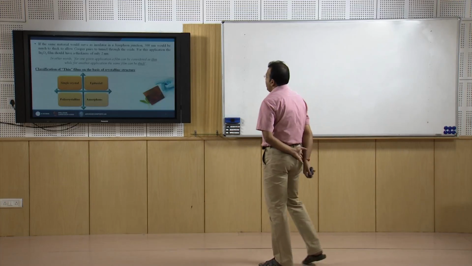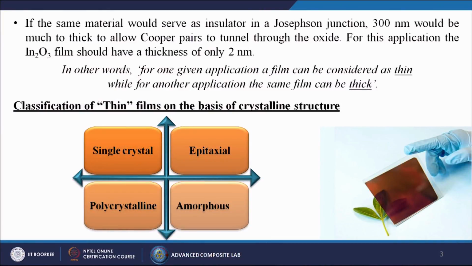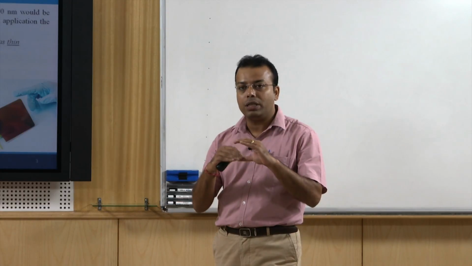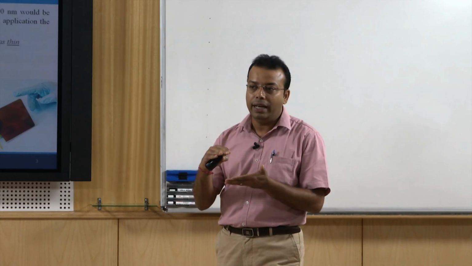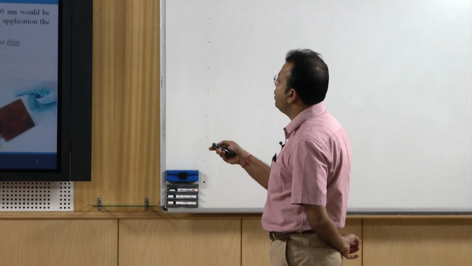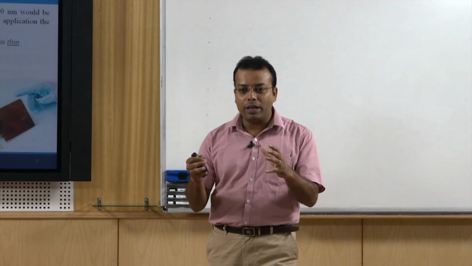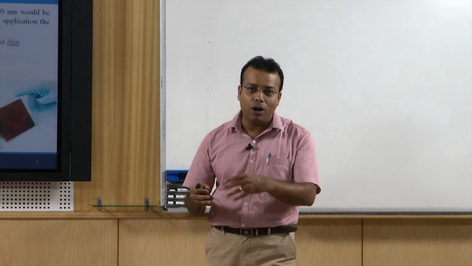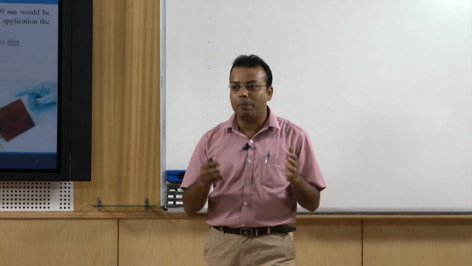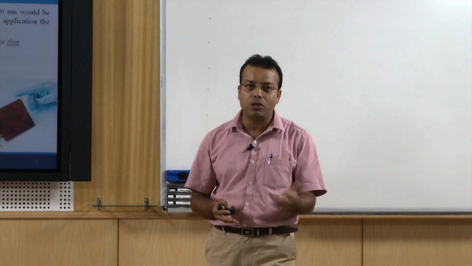If the same material would serve as an insulator in a Josephson junction, 300 nanometer would be much too thick to allow Cooper pairs. Cooper pairs are the pairs of electrons which tunnel through the insulating layer in between the two superconducting layers. Through the oxide, for these applications the indium oxide film should have a thickness of only 2 nanometer. So, my basic question is whether 2 nanometer is thin or thick, and which one is thicker, 300 nanometers or 2 nanometer.